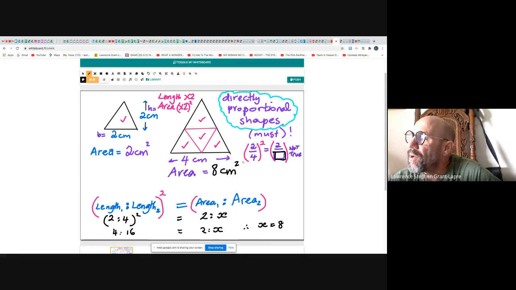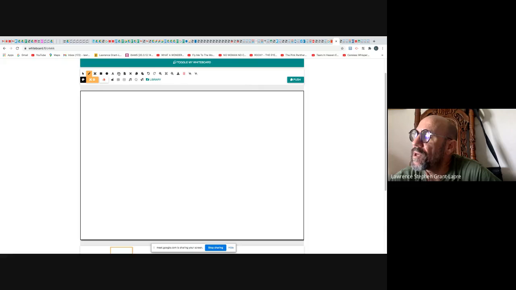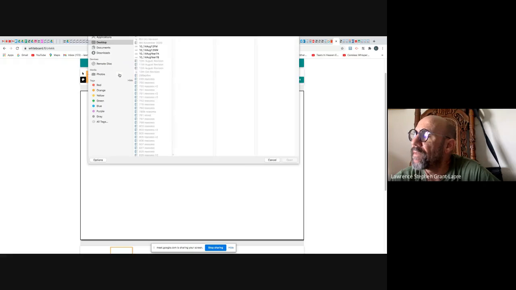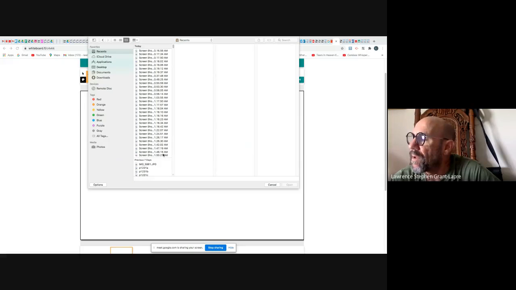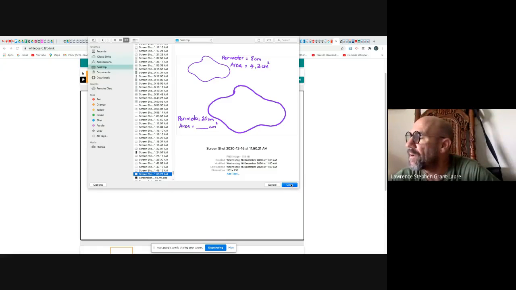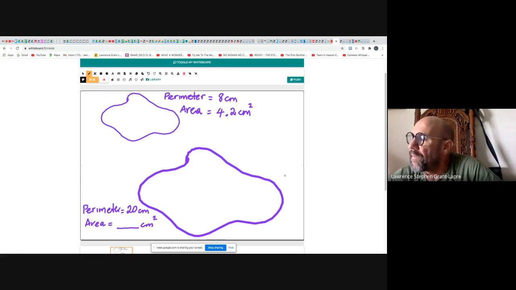Now, I would like to just introduce one more question before I go, if I can find it. I believe it's that one. Yes. Now here we have a question very similar, but it's not a triangle. And the question says the perimeter 1 is 8 centimeters and the perimeter of the second object is 20 centimeters.